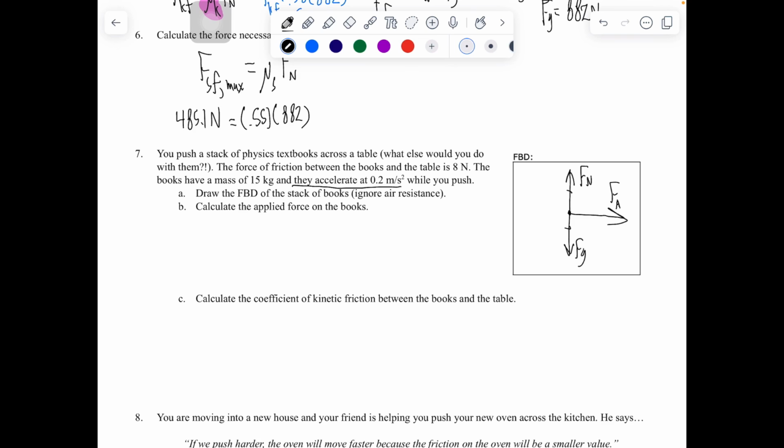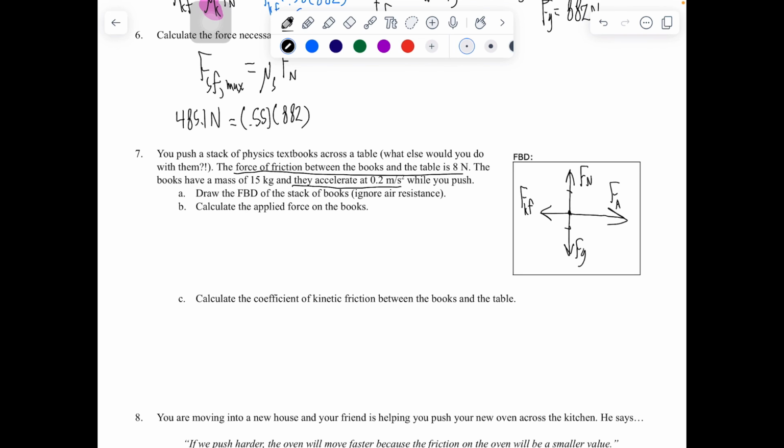We also want to make sure we have friction. We are even told there is this force of friction, so make sure we draw it in. Be careful. We want to make sure this is kinetic friction because it's sliding. If something's moving, it experiences kinetic friction. And we know that friction should be smaller than the applied force because it is accelerating. Calculate the applied force on the books.